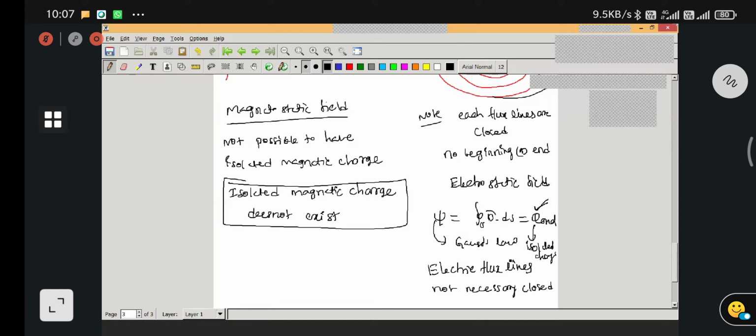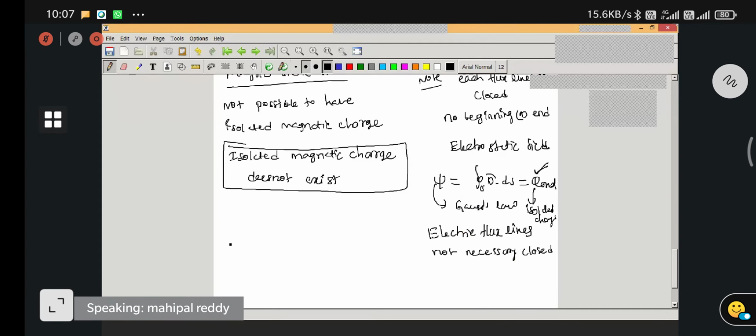Now the magnetic flux density is defined: the closed surface integral of B dot dS is equal to 0. This is for a closed path. In a closed surface, B dot dS equals 0, so the total flux through the closed surface is 0.